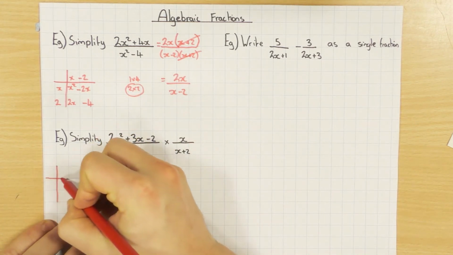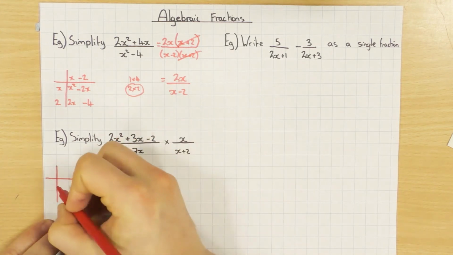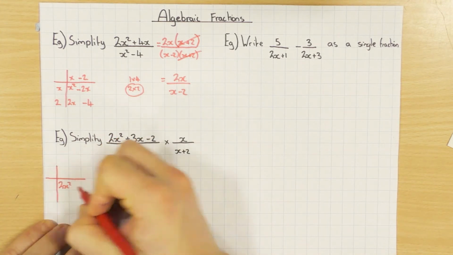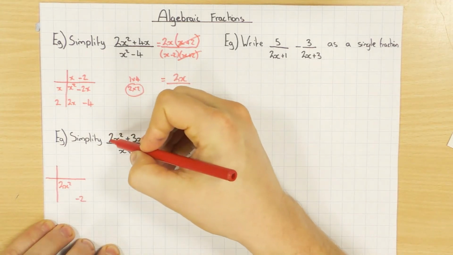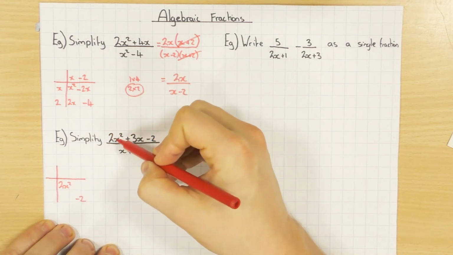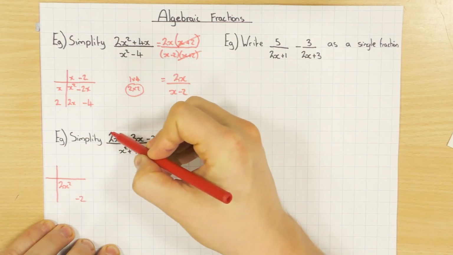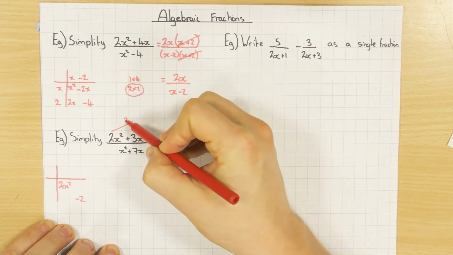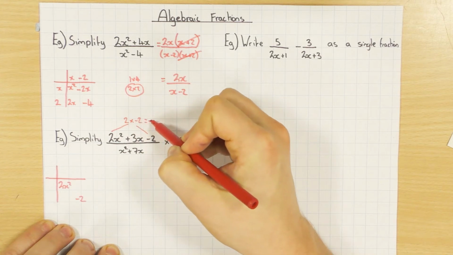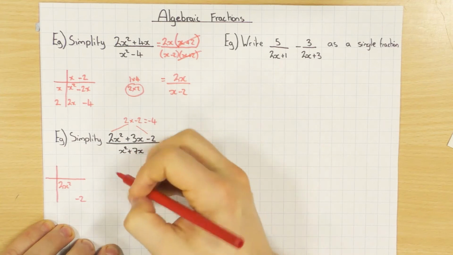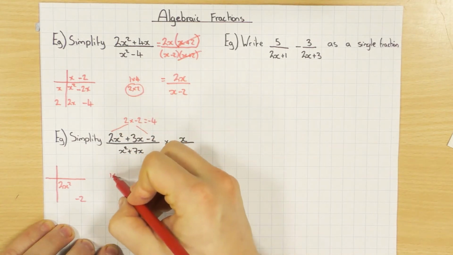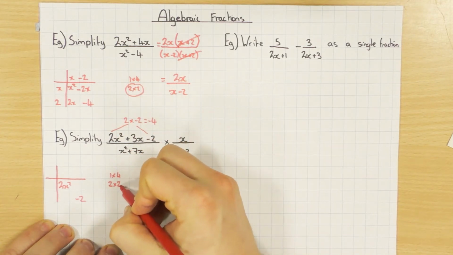A little bit of space. So my 2x squared will go there, and my minus 2 will go there. Now because I've got a coefficient, which is 2, and a coefficient means what's in front of the x squared, I have to do something slightly different. So I do 2 times minus 2, which is minus 4. Now I'm looking for numbers that multiply to get 4, same as up here. So I've got 1 times 4 and 2 times 2.